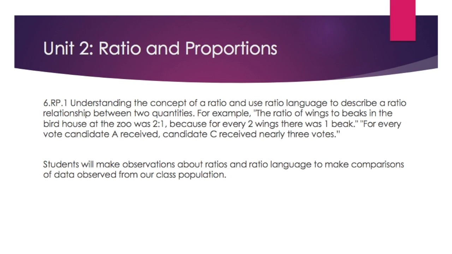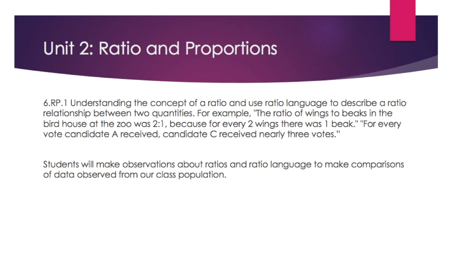So we're starting Unit 2, Ratios and Proportions, and our Common Core State Standard for this particular topic says understanding the concept of a ratio and use ratio language to describe a ratio relationship between two quantities. For example, the ratio of wings to beaks in the birdhouse at the zoo was 2 to 1 because for every 2 wings there was 1 beak. For every vote candidate A received, candidate C received nearly 3 votes.